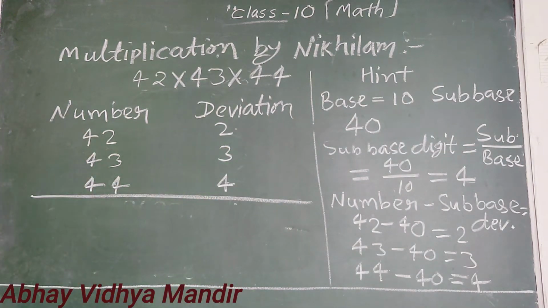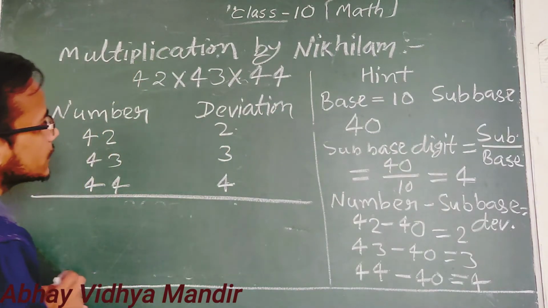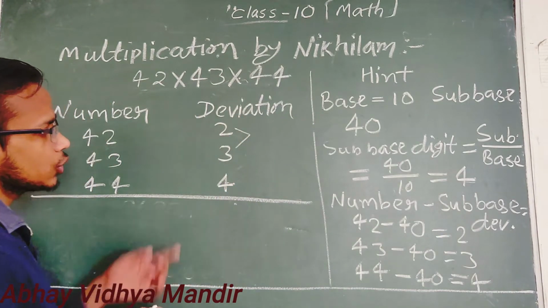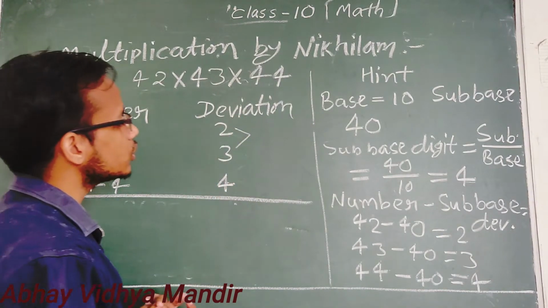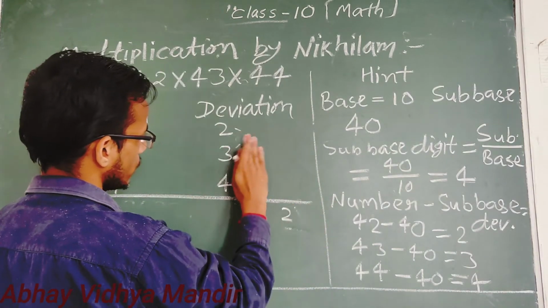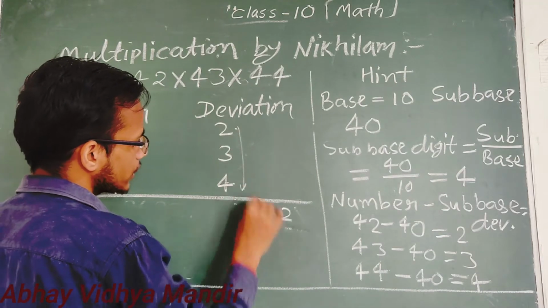So we have found the numbers and deviations, and now what is the process of this? In this process, first multiply the deviations. 2 into 3. 2 into 3 is what? 6. So multiply first. Okay. Multiply first these three numbers.